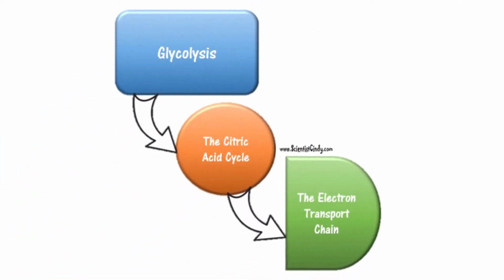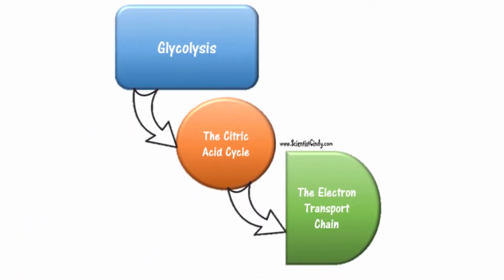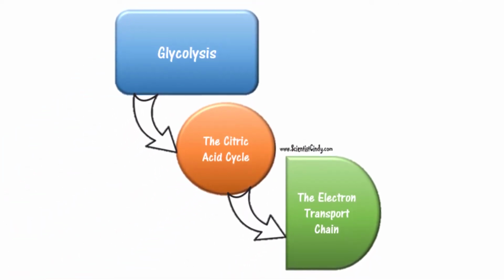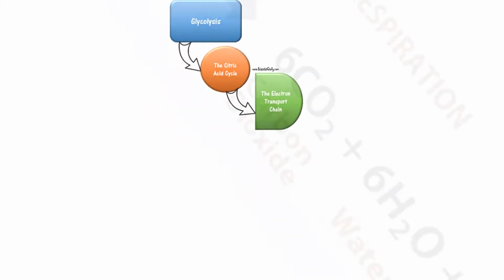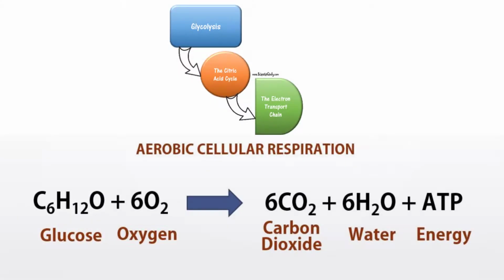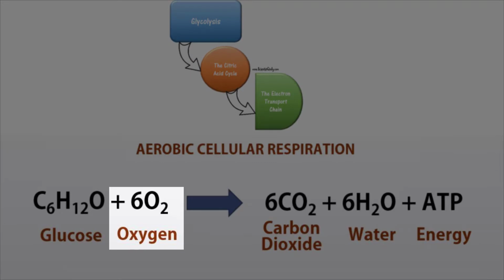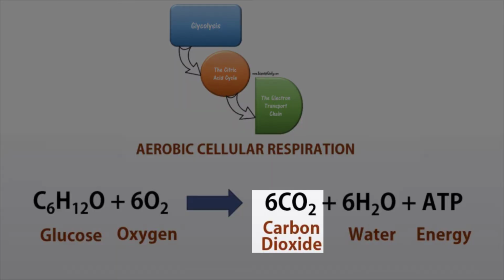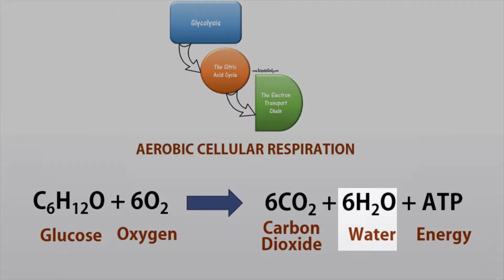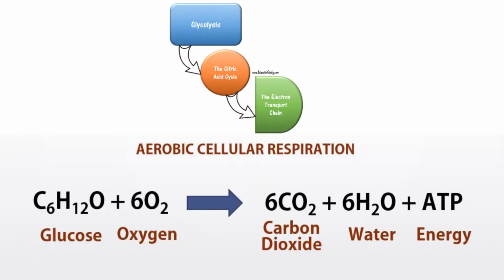The overall reaction for the conversion of the energy in glucose to energy stored in ATP can be written as glucose plus 6 molecules of oxygen form 6 carbon dioxide molecules, 6 water molecules, and ATP.